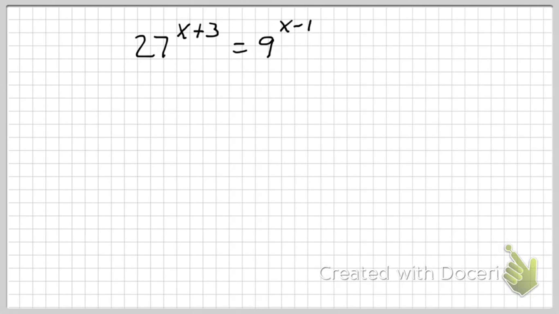What are we going to do here? Well, we need to find a common base. We need to be a little bit clever. The common base for this problem is 3. 3 cubed is equal to 27.